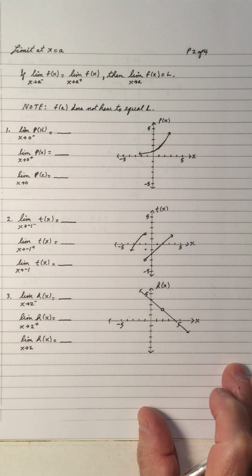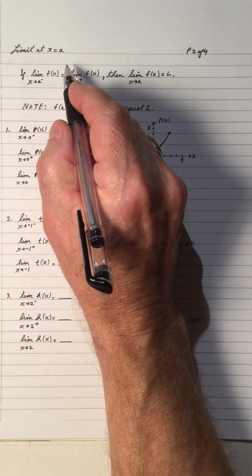Hi, welcome to my video on the limit at x equals a. That's at the value of x, which will be at a point. The limit at x equals a.